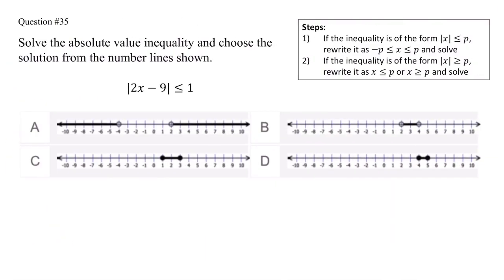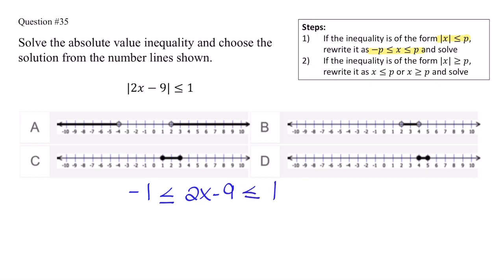So in this problem, it says to solve the absolute value inequality and choose a solution from the number line shown. So this is an inequality that's in the form absolute value of x is less than or equal to p. So we're going to write it as this one compound inequality and solve. So this is going to turn into negative 1 is less than or equal to 2x minus 9, which is less than or equal to 1.